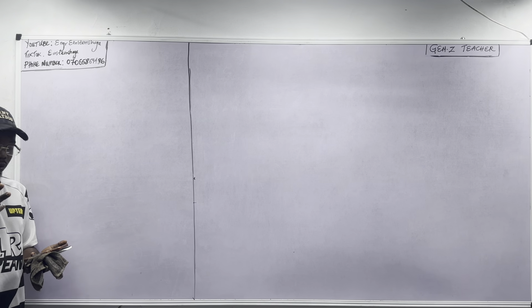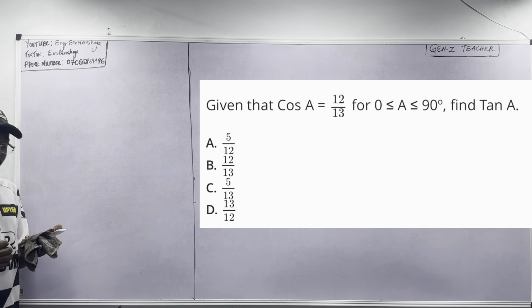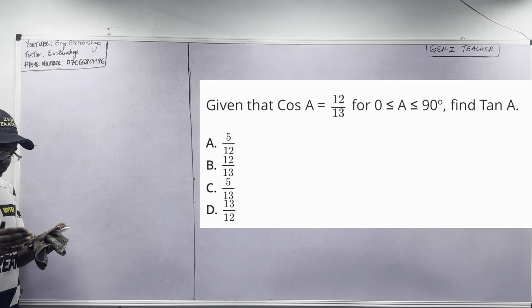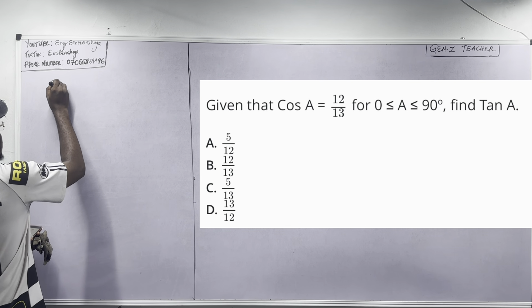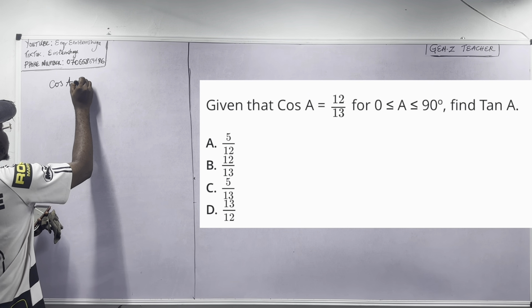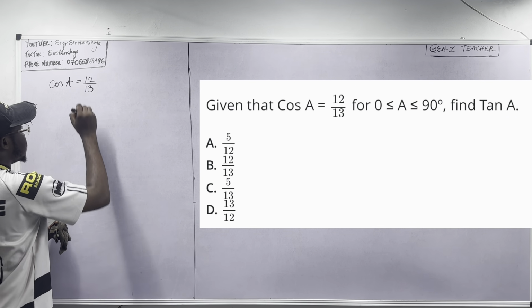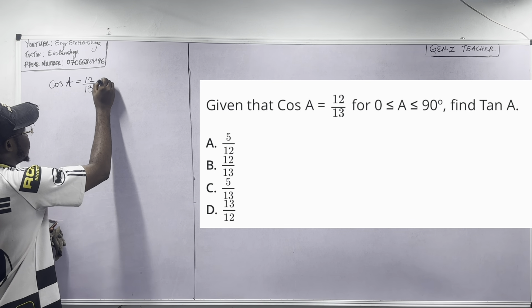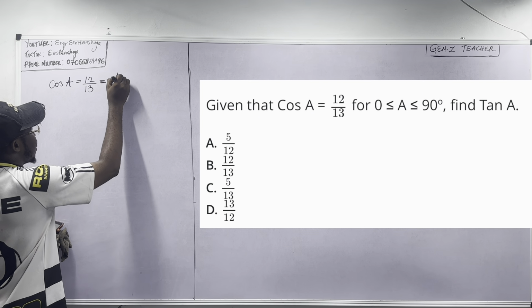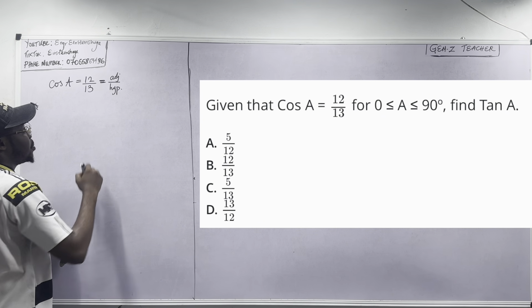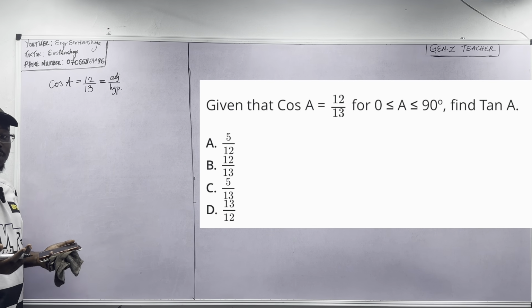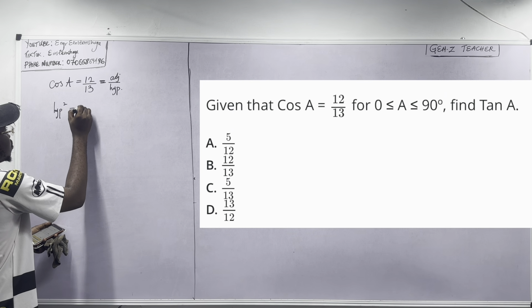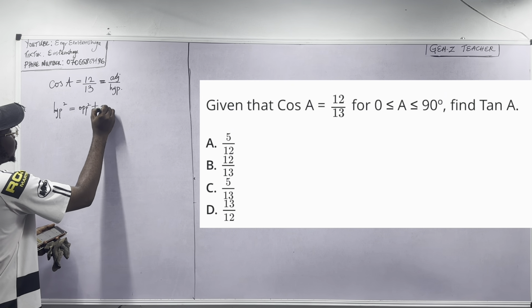Question number 8, as shown on the screen, says: given that cos A equals 12 over 13, for 0 less than A less than 90, find tan A. Quickly, we are given cos A equal to 12 divided by 13. Remember that the ratio for cos is basically adjacent over hypotenuse. And recall that in Pythagoras theorem, hypotenuse squared must be equal to the opposite squared plus the adjacent squared.